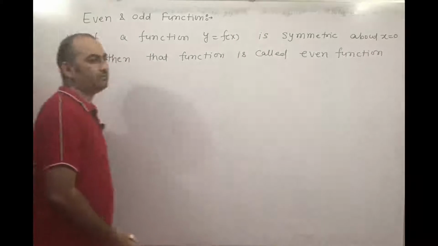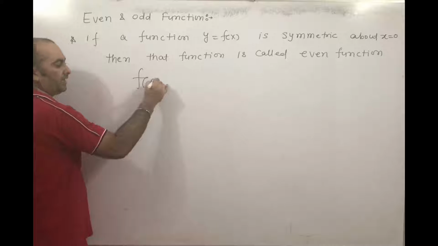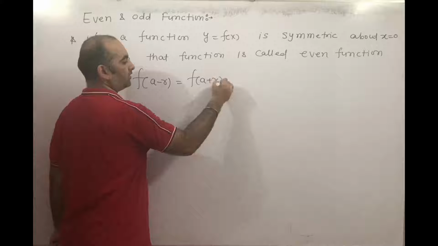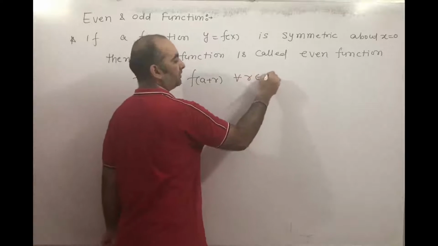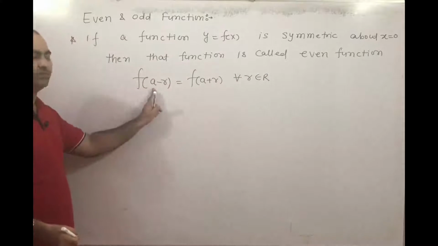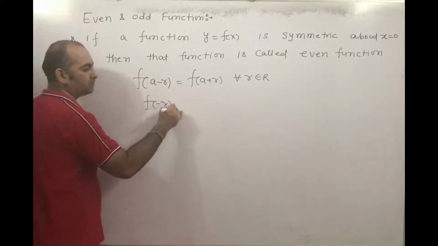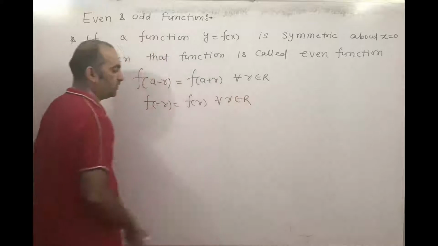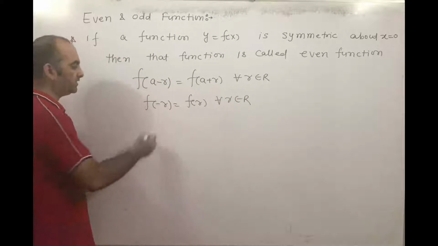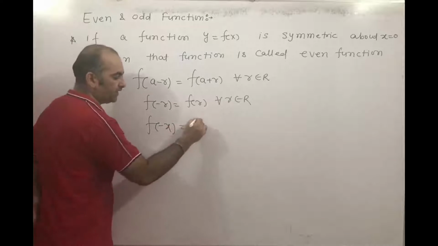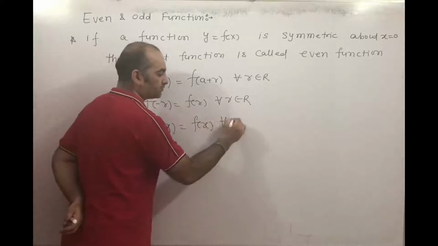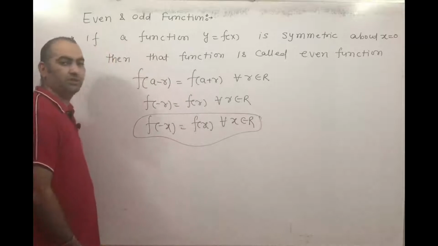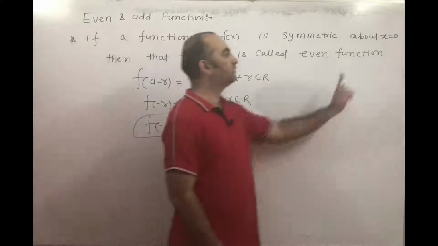And what is the condition that will come? f(a minus r) should be equal to f(a plus r) for all r belongs to capital R. Here a value is 0, so f(minus r) should be equal to f(r) for all r belongs to R. Instead of r we can write x also, so f(minus x) equal to f(x) for all x belongs to R. Then we can say the function is an even function.